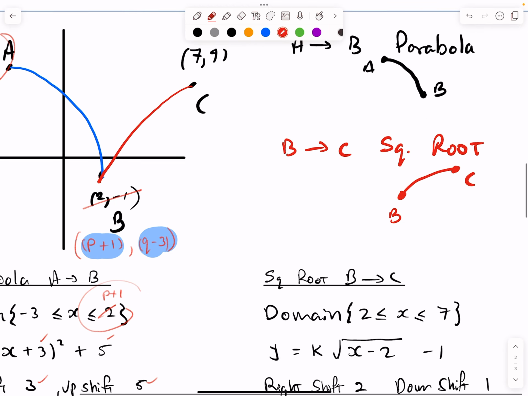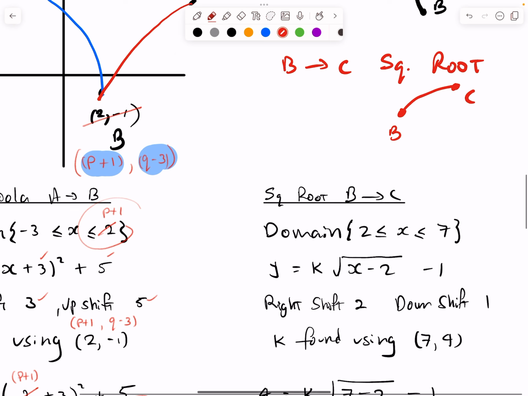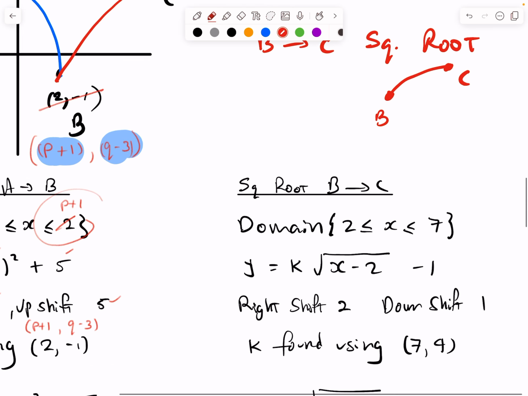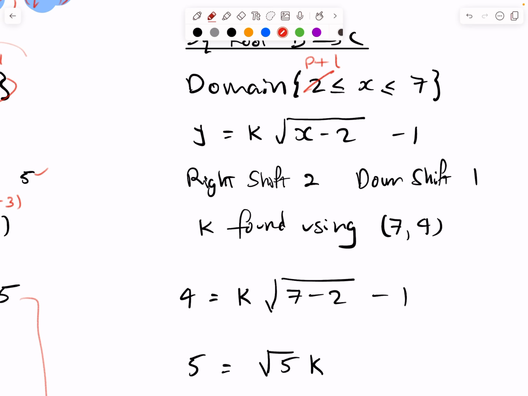The square root function is a little trickier, but it's exactly the same process. Again, I'm replacing the point 2, negative 1 with the points p plus 1 and q minus 3. So, okay, let's look at the domain to begin with. The domain is no longer 2, it's now p plus 1. And this is a wee bit trickier because this time it's this value here. I'm now subtracting p plus 1, my horizontal shift is p plus 1. So probably make that horizontal shift rather than right shift. And my vertical shift is q plus 3, sorry, q minus 3, I beg your pardon.